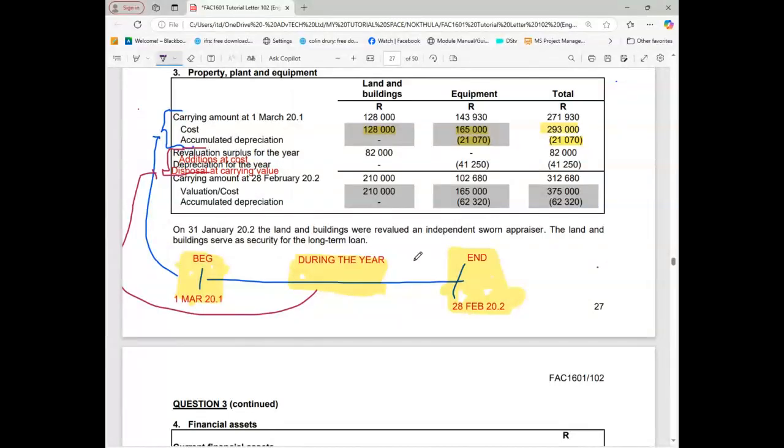I was just confirming something. That's because we only had two things. We had revaluation and we had depreciation during the year. That's why we only recorded those two.